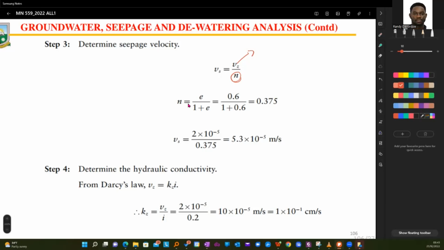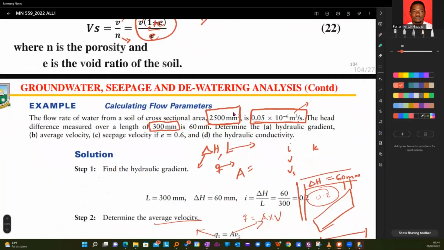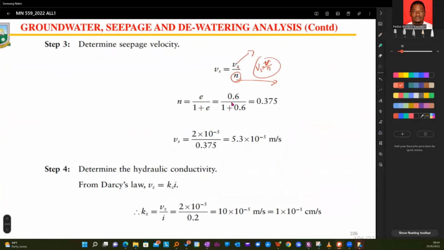All right, so I have the seepage velocity V subscript S is equal to the average velocity. So you don't mind this subscript here. In every book, and how they put this in the computation and derivations, we didn't use the subscript. So I just made it V on N is equal to VS. This was what we saw in the theoretical concept. So now I have this N. You realize that in the question they gave us, e is equal to 0.6. So that is where this 0.6 is coming from.